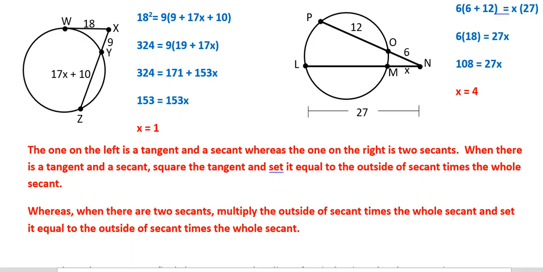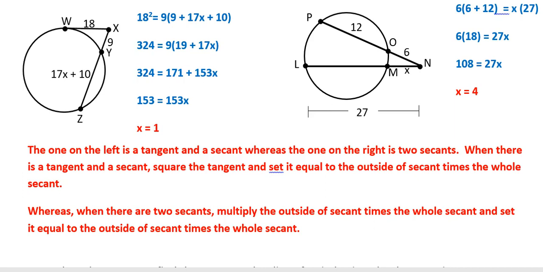Recall that on a performance exam, if you do not write the explanation, you're going to miss half the points. So here in this problem, the one on the left is a tangent and a secant, whereas the one on the right is two secants. Where there is a tangent and a secant, you square the tangent and set it equal to the outside of the secant times the whole secant.